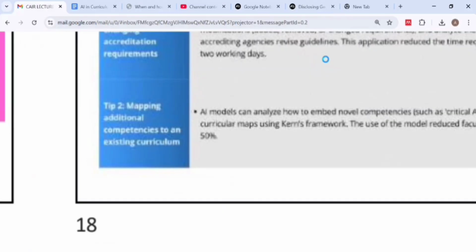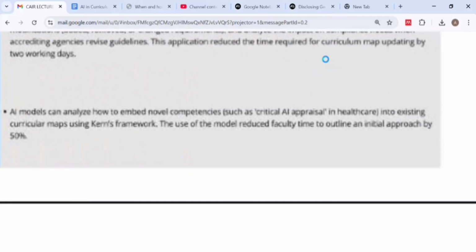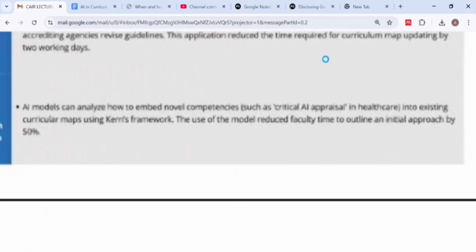Mapping additional competencies to the curriculum is the second tip. AI models can analyze how to embed novel competencies, such as critical areas present in healthcare, into existing curricular maps using Kern's framework. The use of the model reduced faculty time to outline an initial approach by 50%.